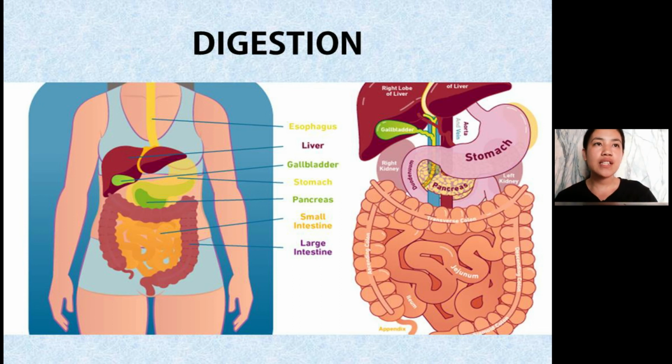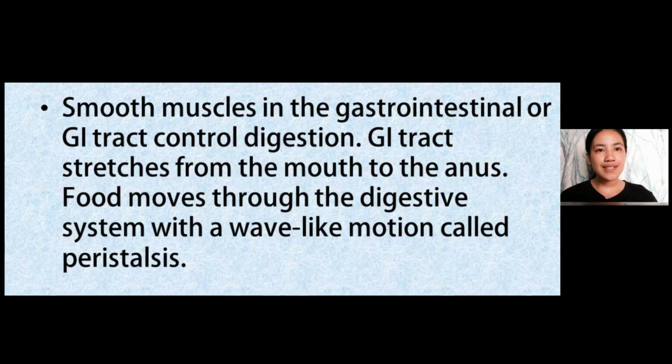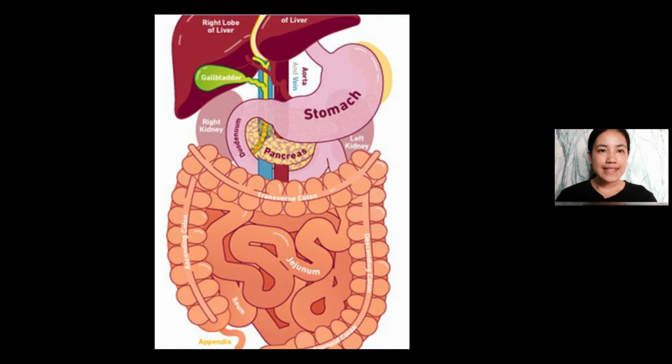Let's review. The digestive system is the process where the food intake is processed and the nutrients are obtained and distributed to all parts of the body. We have already known the short introduction of the digestive system. So, how does the muscular system function during the process of digestion? The muscular system allows movement within the body, and most digestive organs are surrounded by smooth muscle tissues. Smooth muscles in the gastrointestinal or GI tract control digestion. The GI tract stretches from the mouth to the anus.